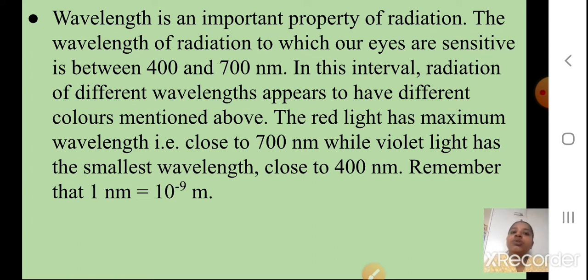So between 400 and 700, there are different values of wavelength at which the different colors of light we have just seen will come. The red light has the maximum wavelength, close to 700 nanometer, while the violet light has the smallest wavelength, close to 400 nanometers. Red has the maximum wavelength, violet has the minimum wavelength. Remember that 1 nanometer is equal to 10 raised to minus 9 meter. Students, remember this relationship.